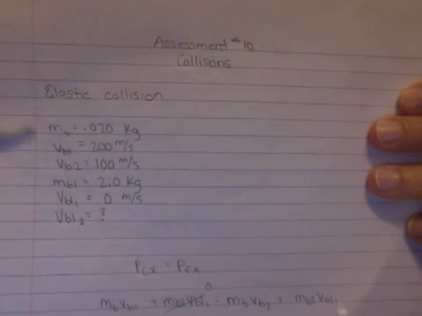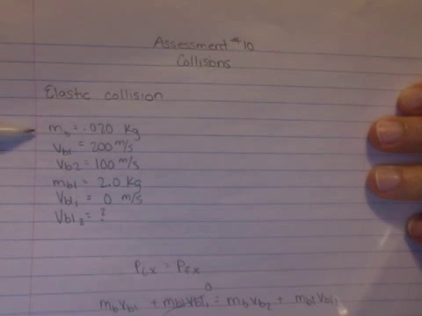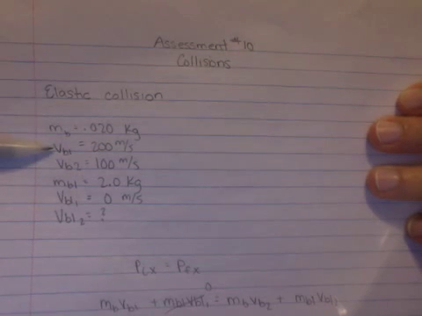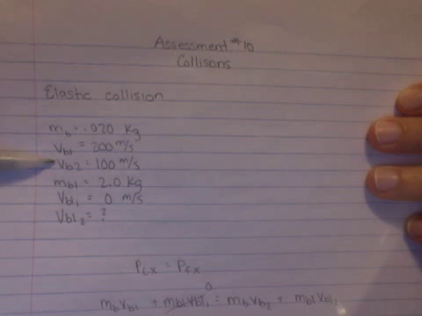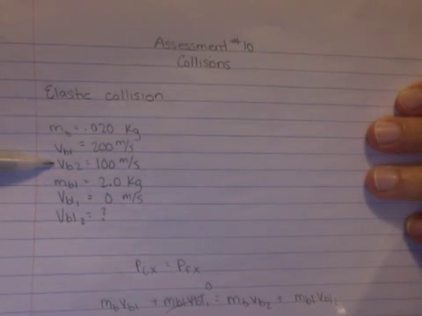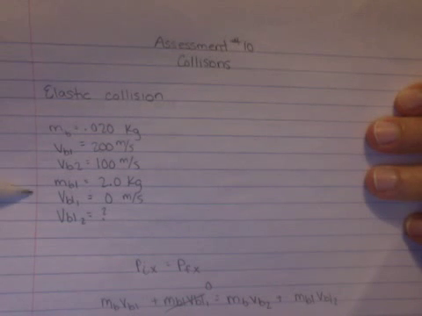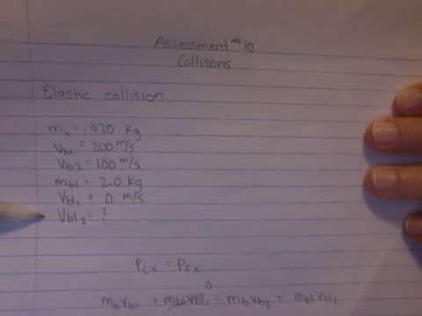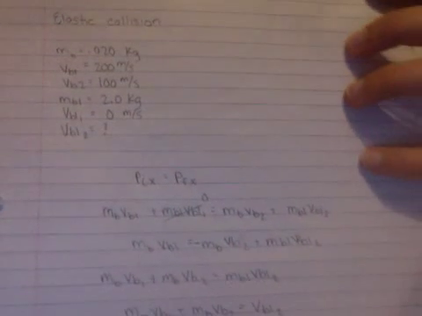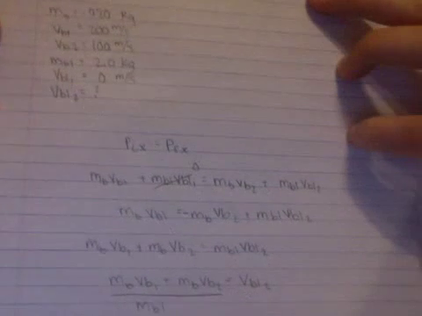Like I said, this is everything that we know. We know the mass of the bullet, the initial velocity, 200 meters per second. The velocity after hitting the block goes to 100 meters per second. Mass of the block is 2 kilograms. We know that the velocity of the block initially is 0, and we're trying to find what the velocity of the block is after the bullet hits it.